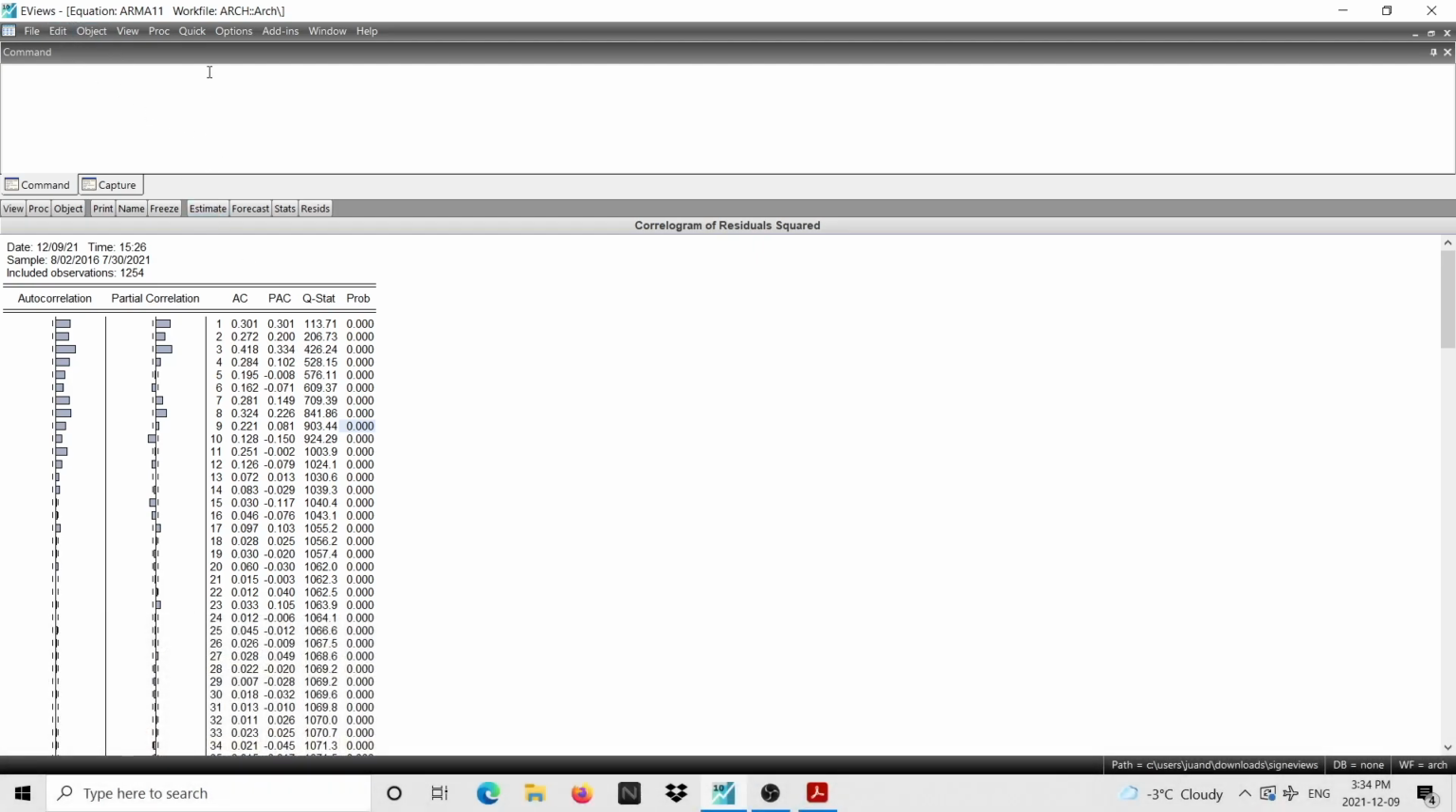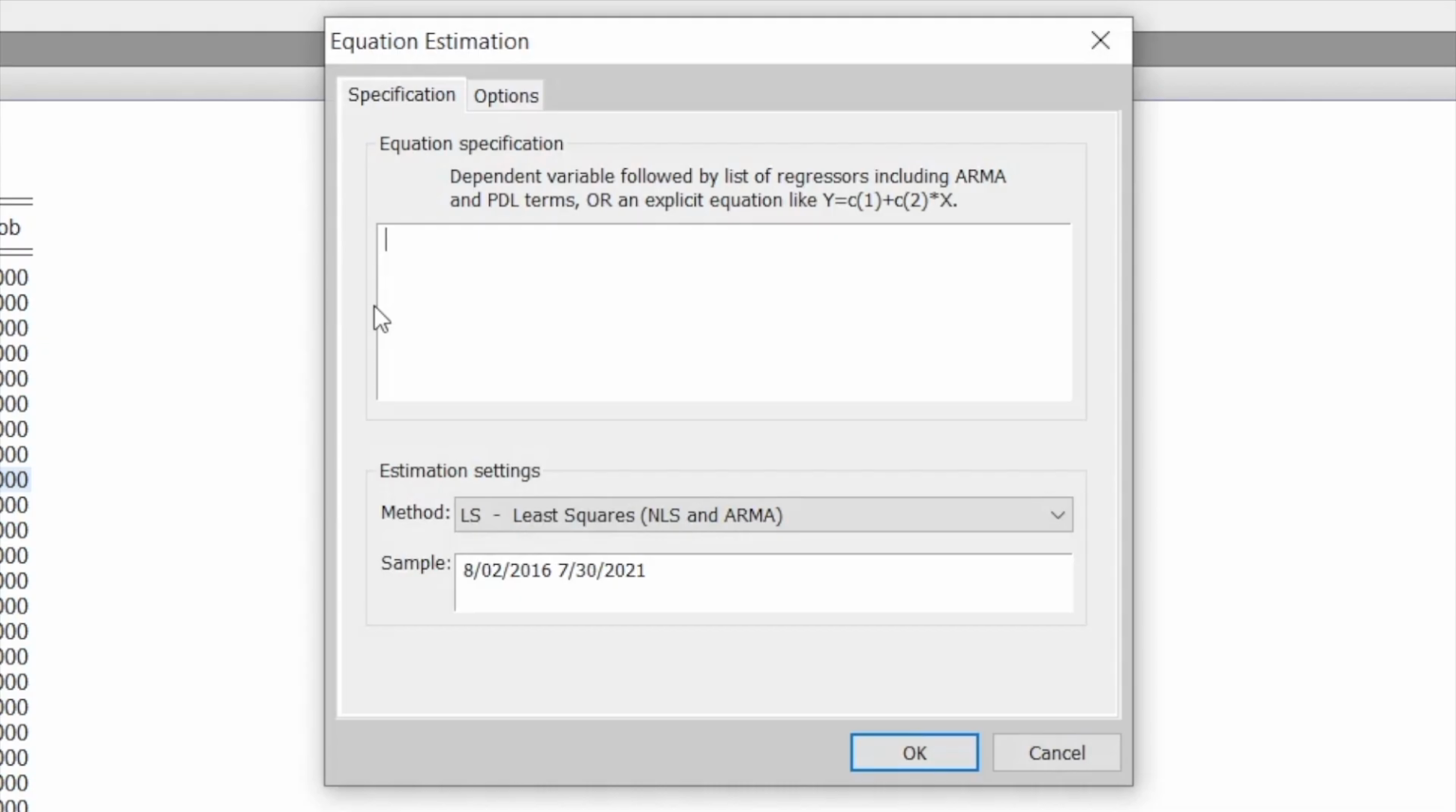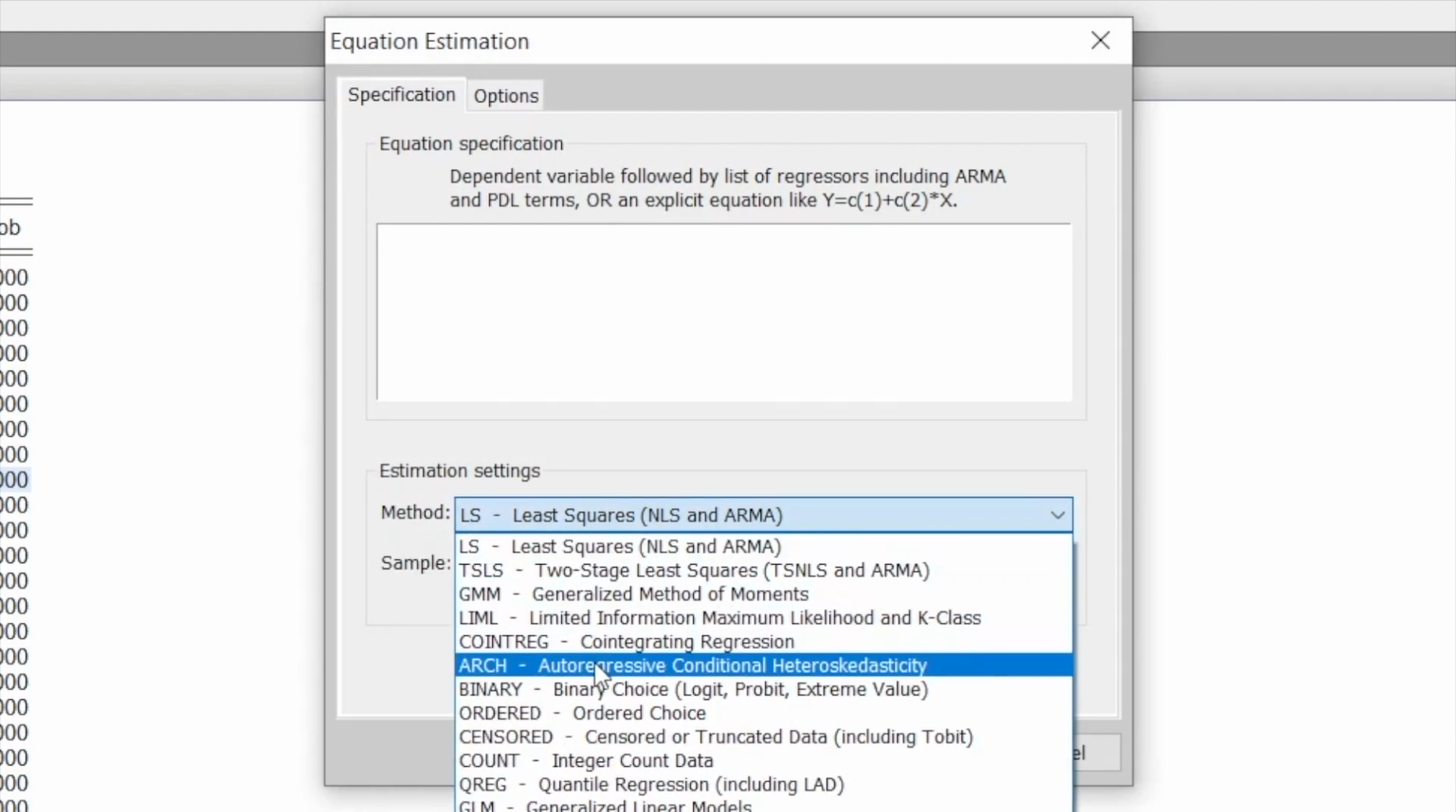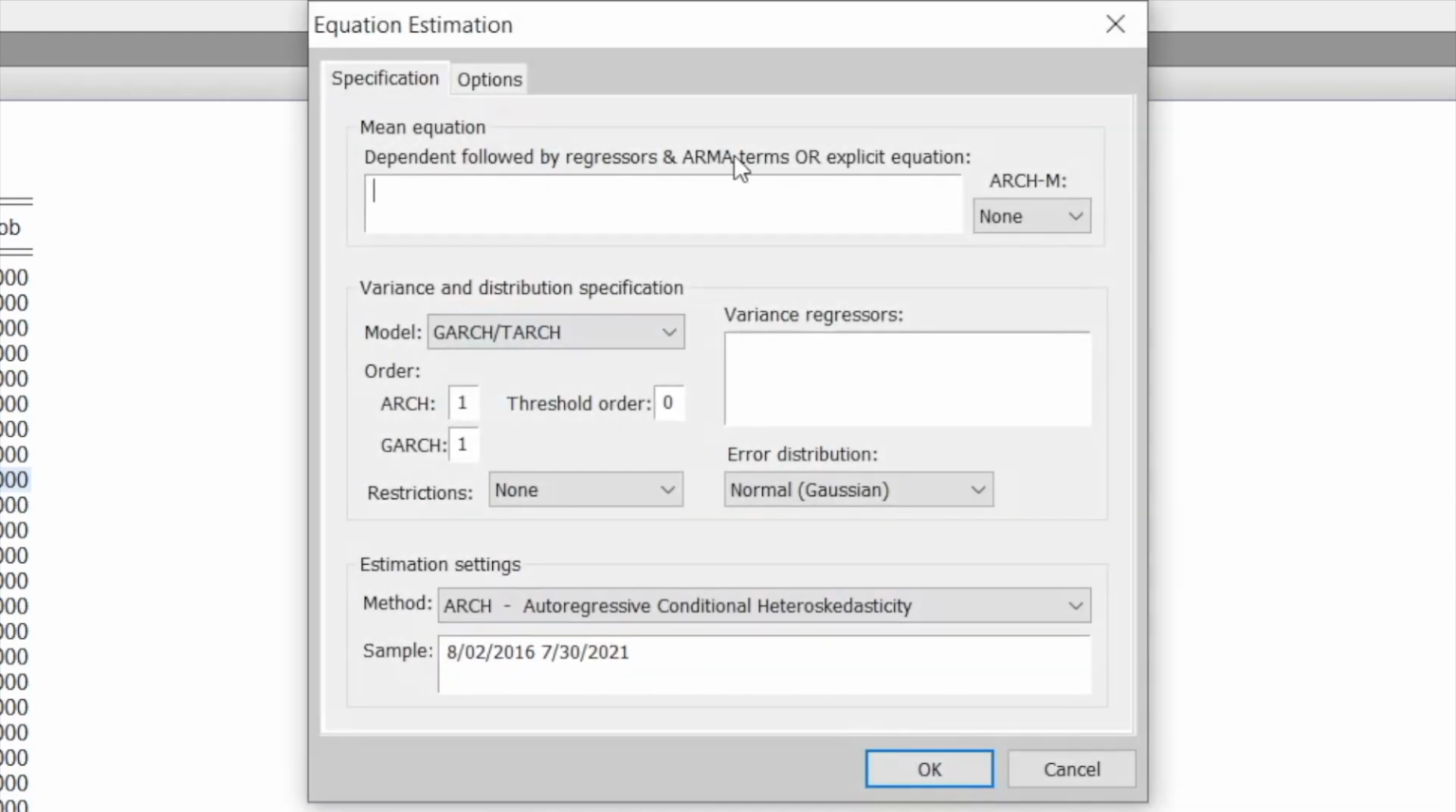So what I'm going to do is go into Quick, Estimate Equation. We already know we have to go into ARCH and our model. We need first to write the mean equation. It was returns, the constant, the AR1 term, the MA1 term. In GARCH, we're going to type 0. And now let's try with 4 ARCH terms.